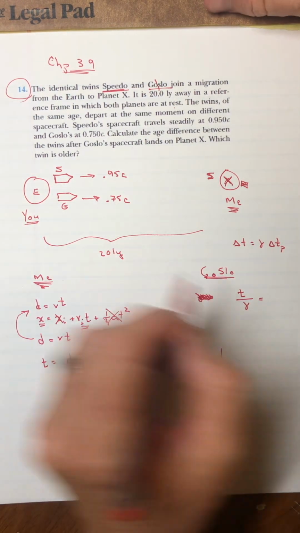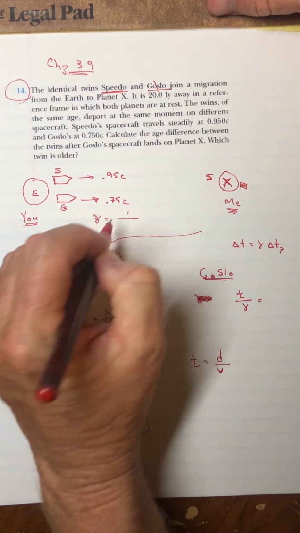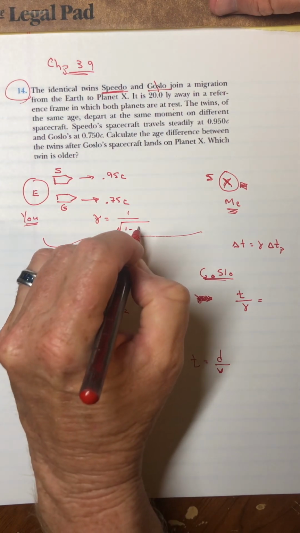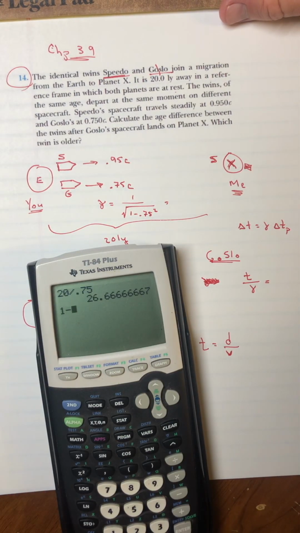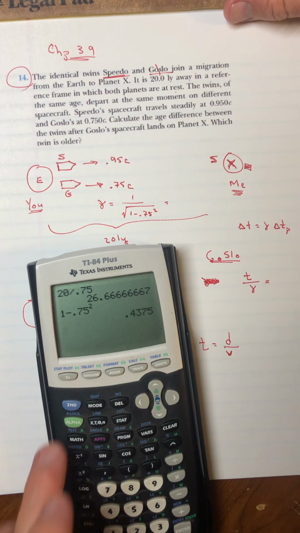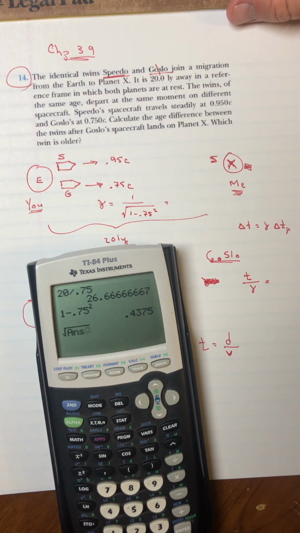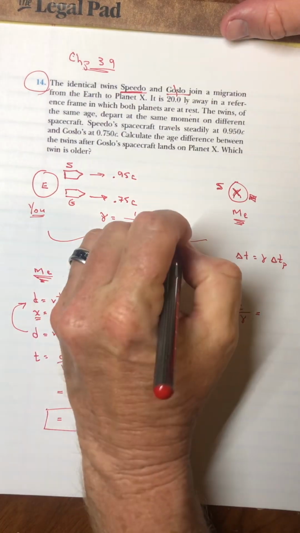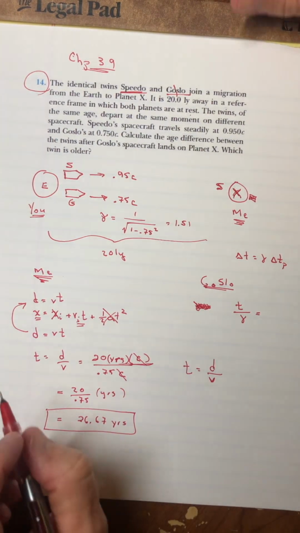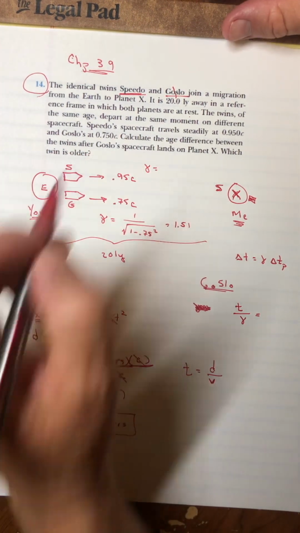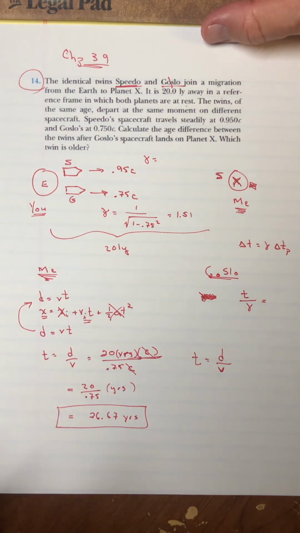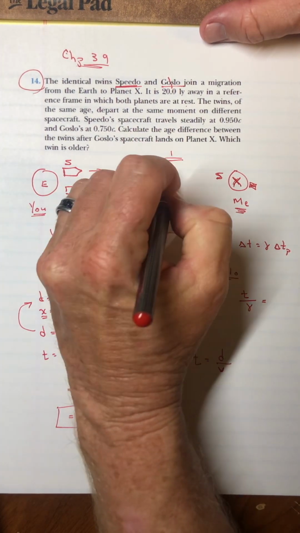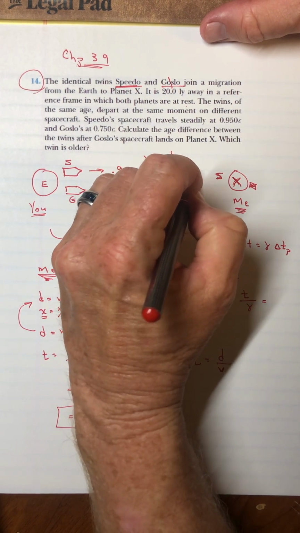Well, let me figure out this gamma factor. It's 1 over the square root of 1 minus 0.75 squared. So 1 minus 0.75 squared, taking the square root of that, and then the reciprocal of that, it looks like about 1.51. And as long as I'm doing some math over here, why don't I get the gamma factor for Speedo? I have a feeling, even though we're not talking about Speedo quite yet, I'm going to need that also.